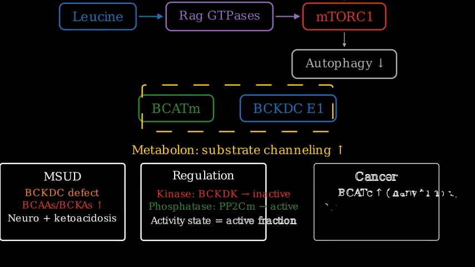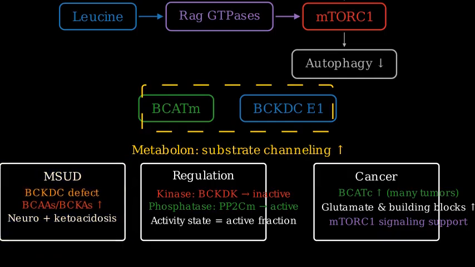Why does this pathway matter? With BCKDC defects, branched-chain amino acids and their keto acids accumulate, causing maple syrup urine disease. Because phosphorylation regulates flux, the kinase BCKDK and the phosphatase PP2Cm determine the active fraction. And in cancer, BCAA catabolism, often via BCATc overexpression, feeds glutamate and biosynthesis to support growth.